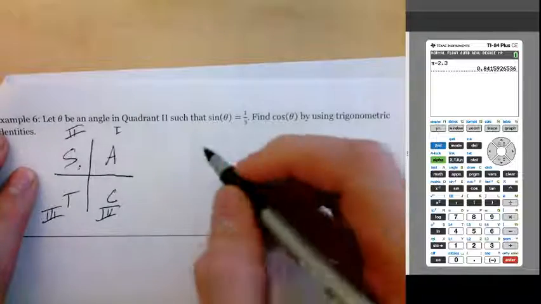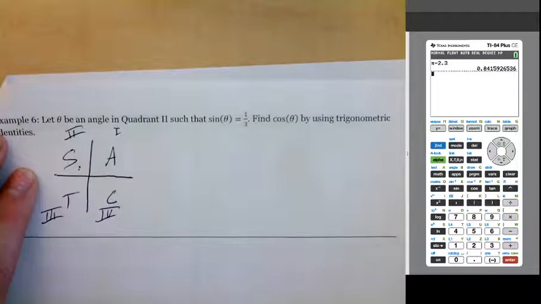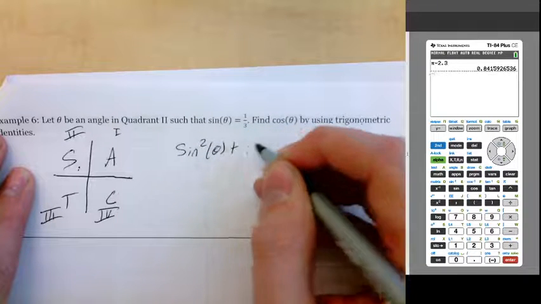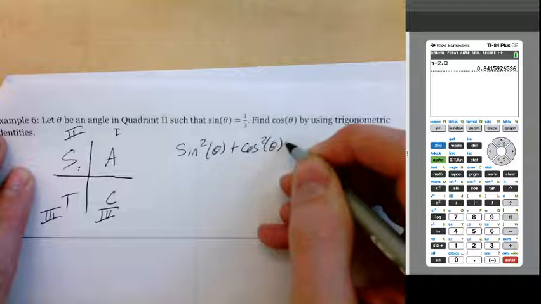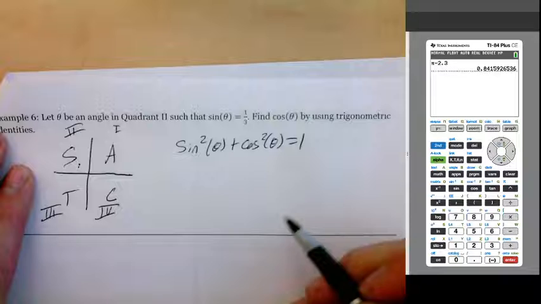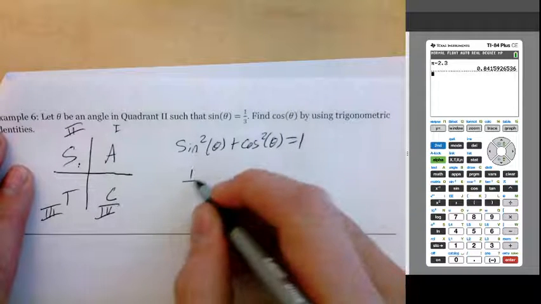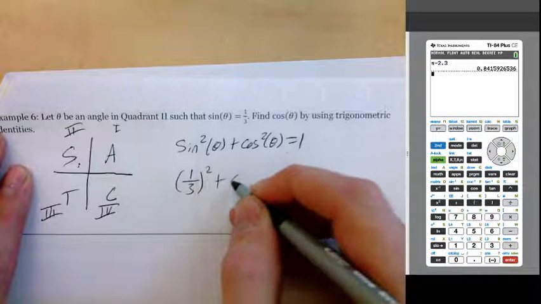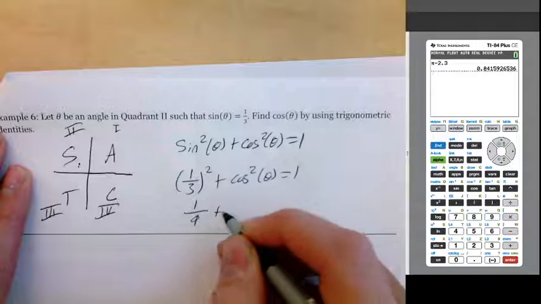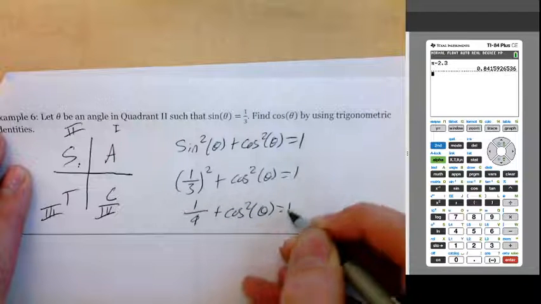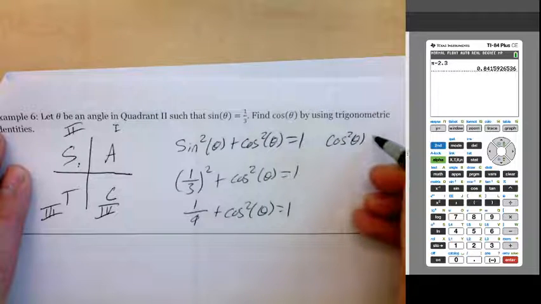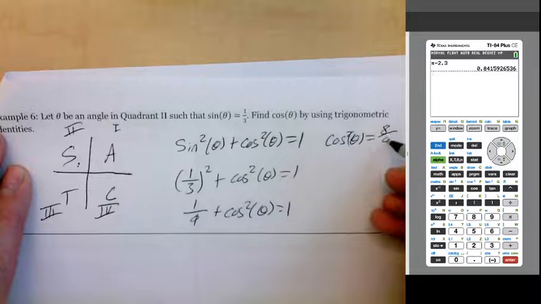And of the trigonometric identities, I'm going to use the one that involves sine and cosine: the Pythagorean identity. The Pythagorean identity, if you recall, is sine squared of theta plus cosine squared of theta equals 1. That's the identity we need because it involves sine and cosine. Sine is given to be 1/3, so 1/3 squared plus cosine squared of theta equals 1. So 1/9 plus cosine squared of theta equals 1. Subtract 1/9 from both sides, so cosine squared of theta equals 8/9.